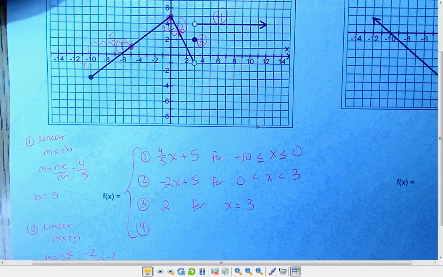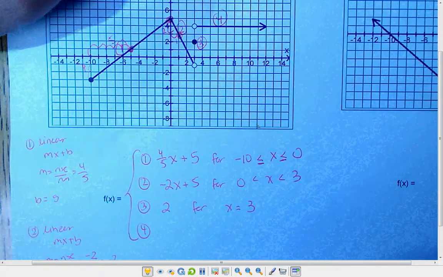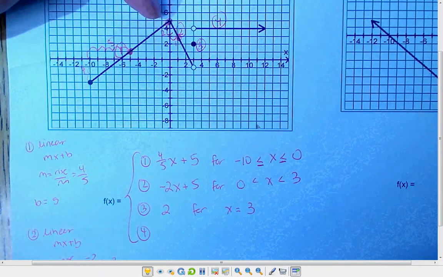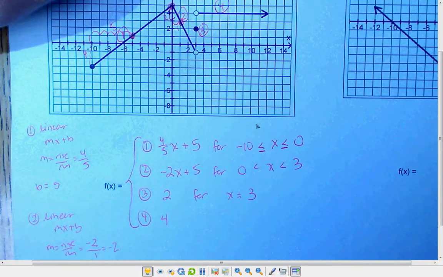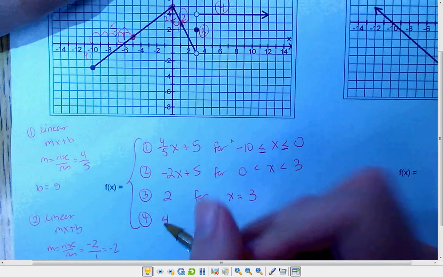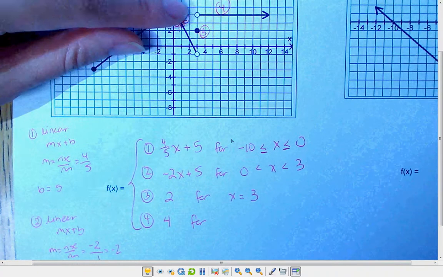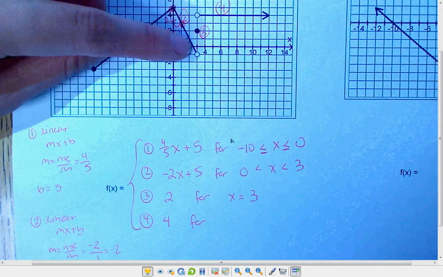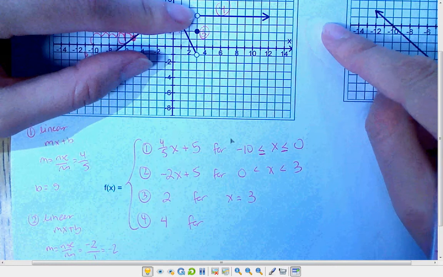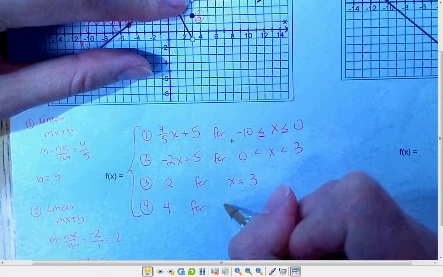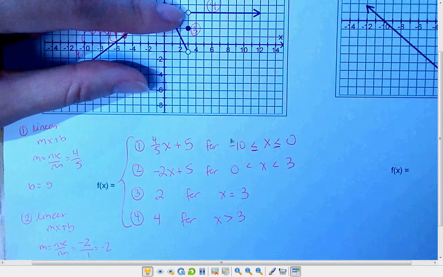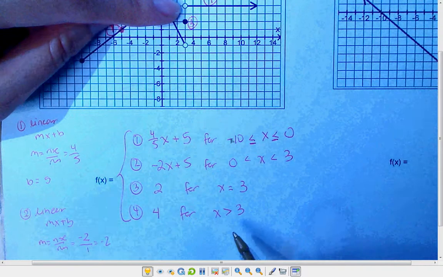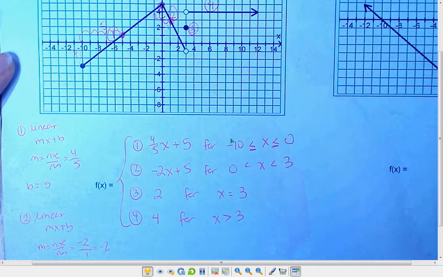For our fourth one, this is again a linear function. This is a straight horizontal line. A horizontal line is just y equals 4 because the slope is 0. And then let's look again at the domain. We want it to go from 3 on until infinity. So we just want our x to be greater than 3. No equal sign because it is an open circle. So x is greater than 3, going on from 3 until infinity.